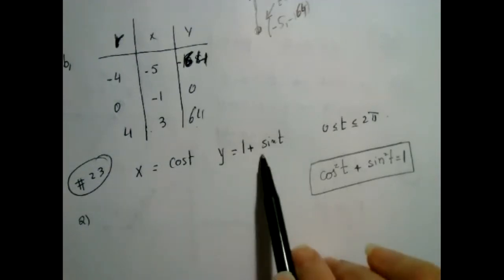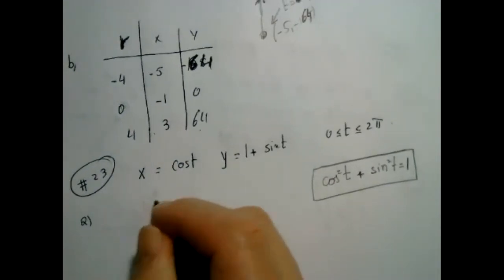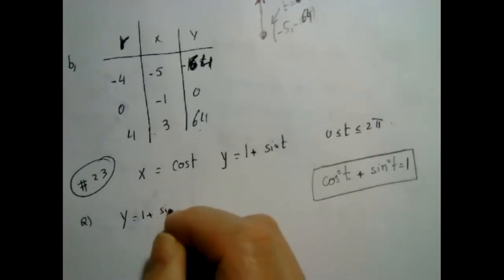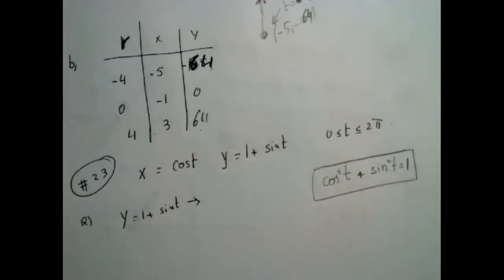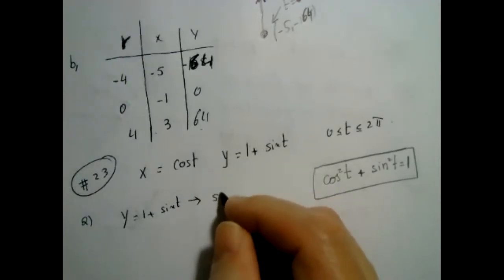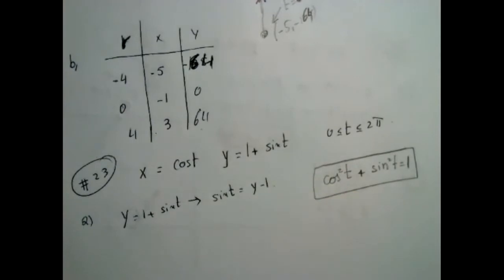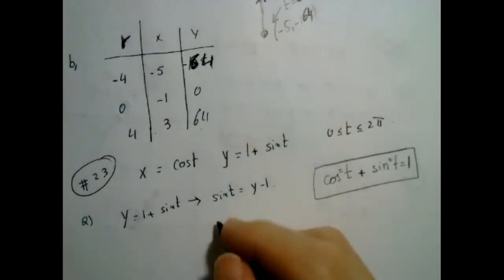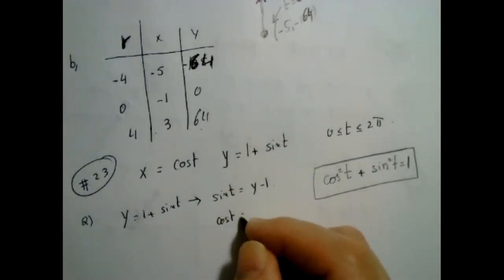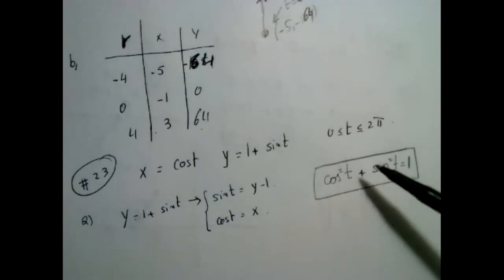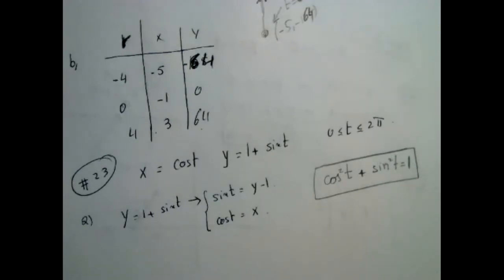X is cosine t. From this one, so I'm not going to touch it for a minute. Y equals 1 plus sine t. Okay, I'm going to isolate the sine. This would give me y minus 1. And then I have the cosine, which is x. So whenever you have sine and cosine, most of the time, not all the time, it's nice to isolate the sine and isolate the cosine.